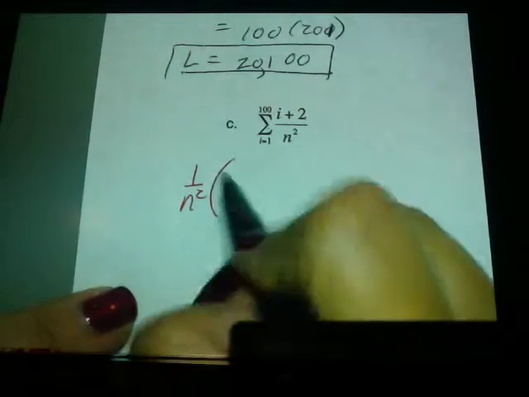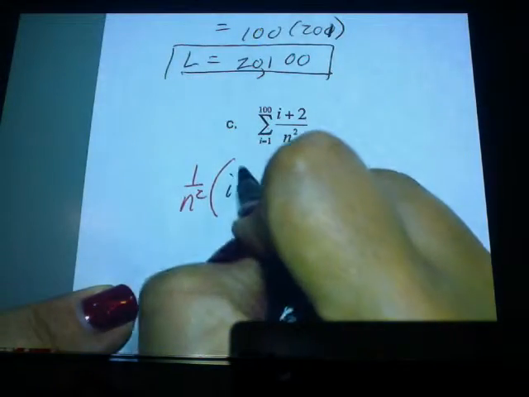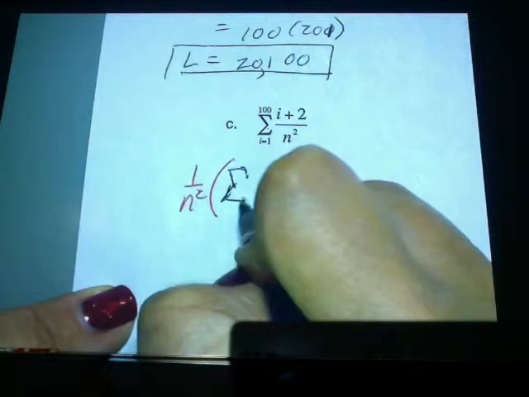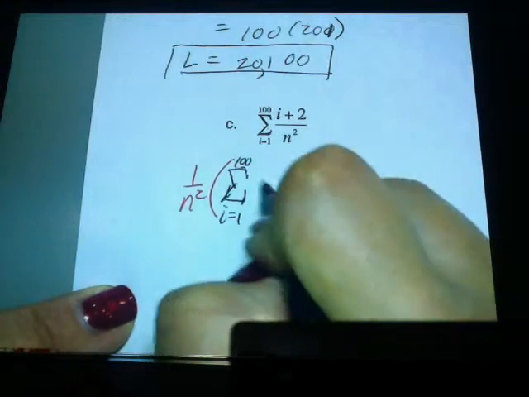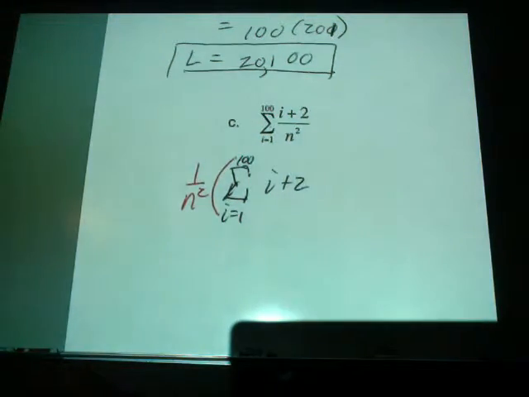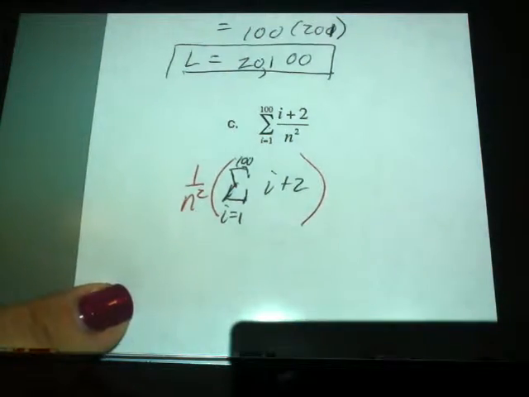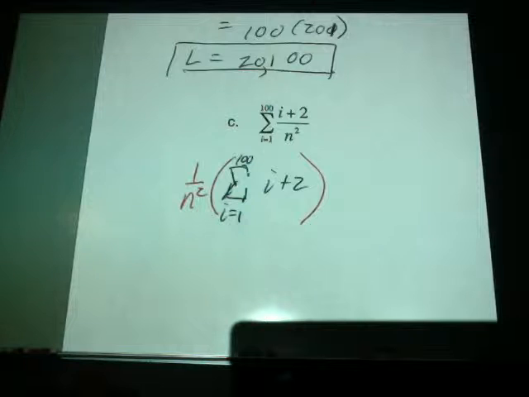And I'm left with the summation of i plus 2. Are you okay, Zach? Yeah. Did I go too fast? Okay.